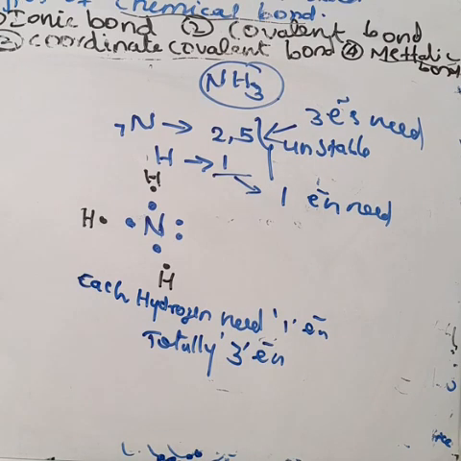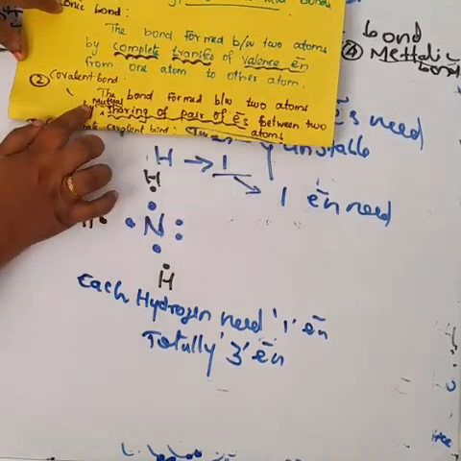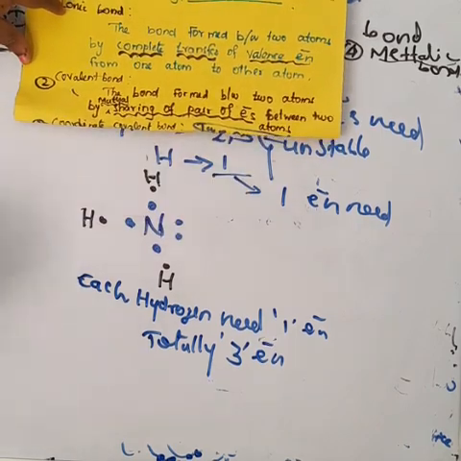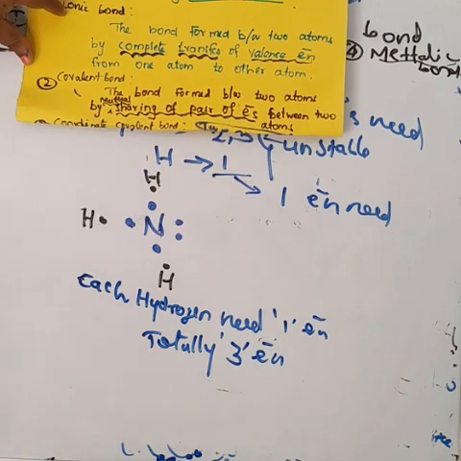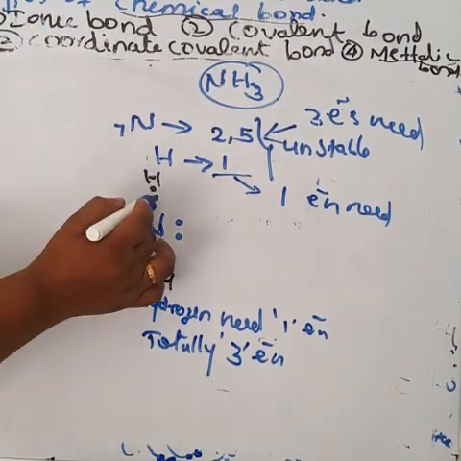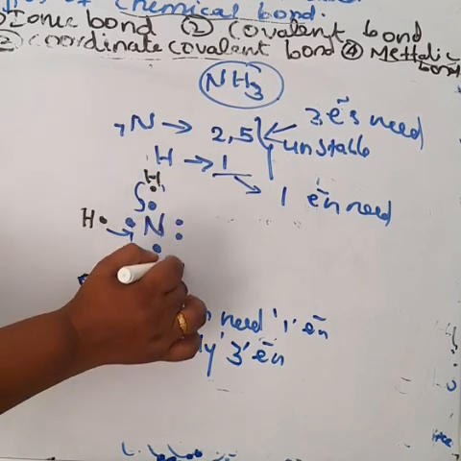Okay, here, what do you mean by covalent bond? Covalent bond means the bond formed between 2 atoms by sharing of a pair of electrons. Sharing of pair of electrons. Here sharing takes place. Wherever sharing takes place, from here, here, here. Okay.